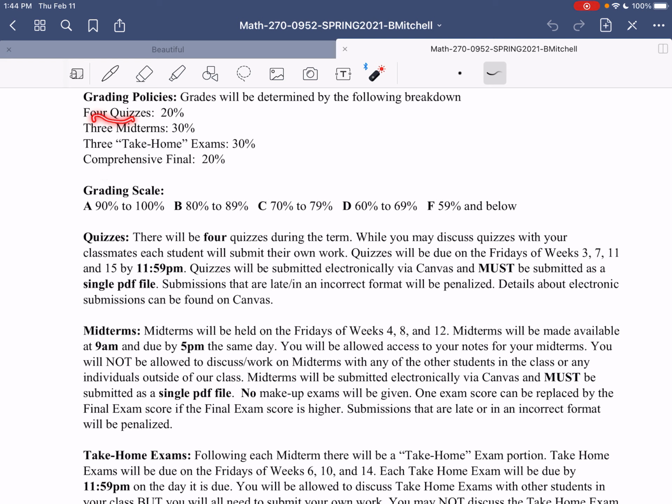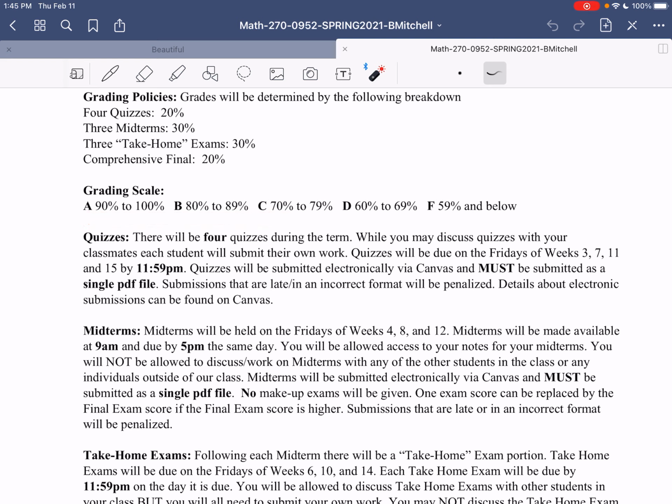The 4 quizzes make up 20% of your overall grade, the 3 midterms make up 30% of your overall grade, the 3 take-home exams make up 30% of your overall grade, and the comprehensive final makes up the remaining 20%. We use a standard grading scale as depicted here.